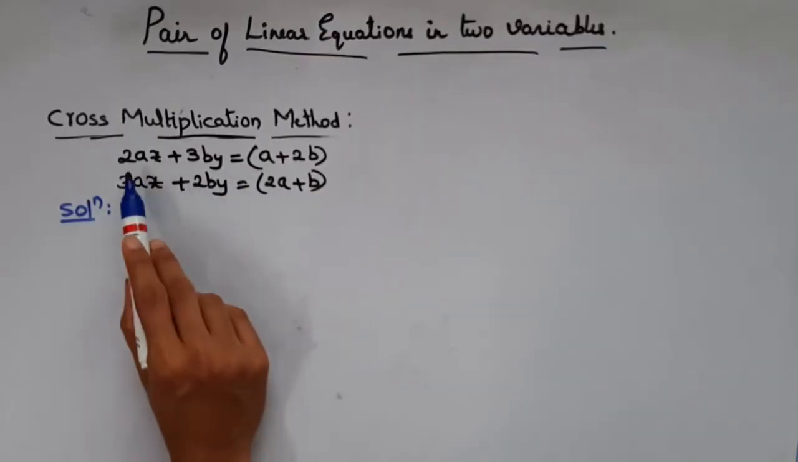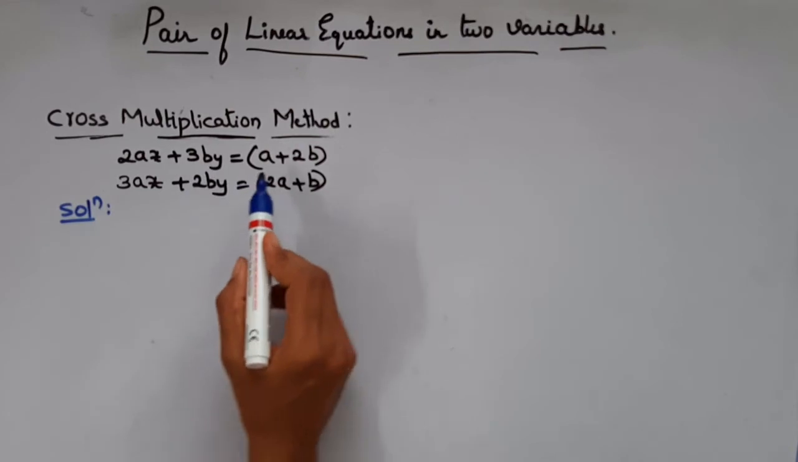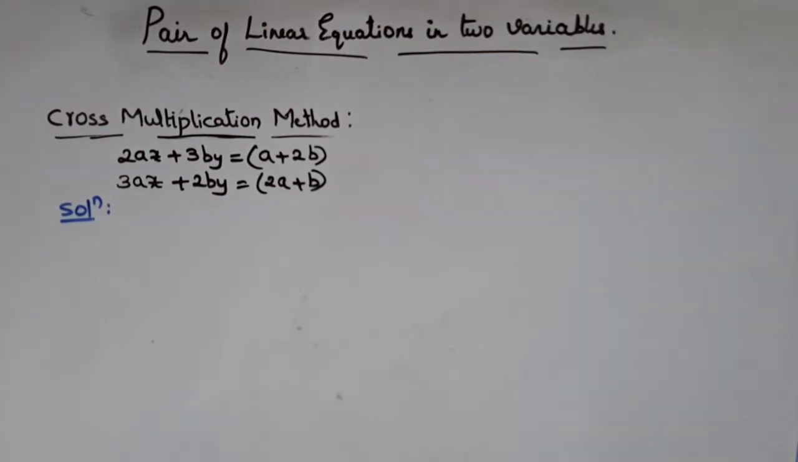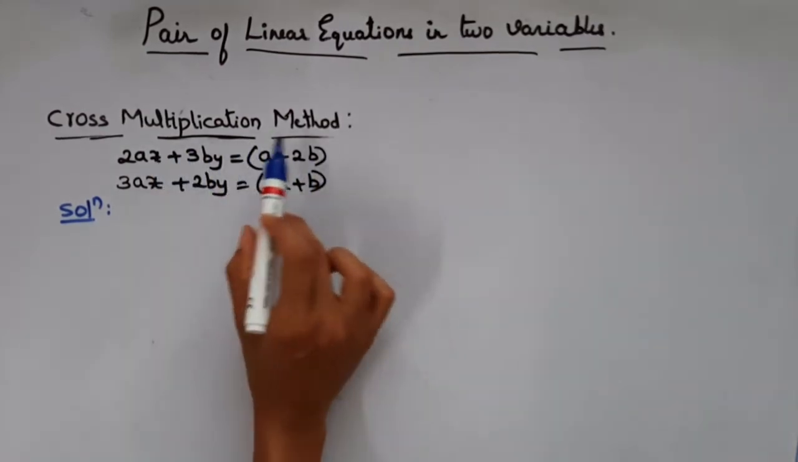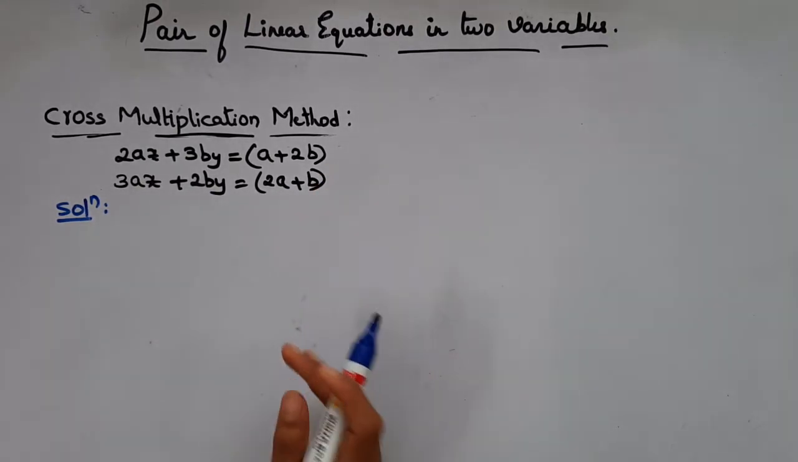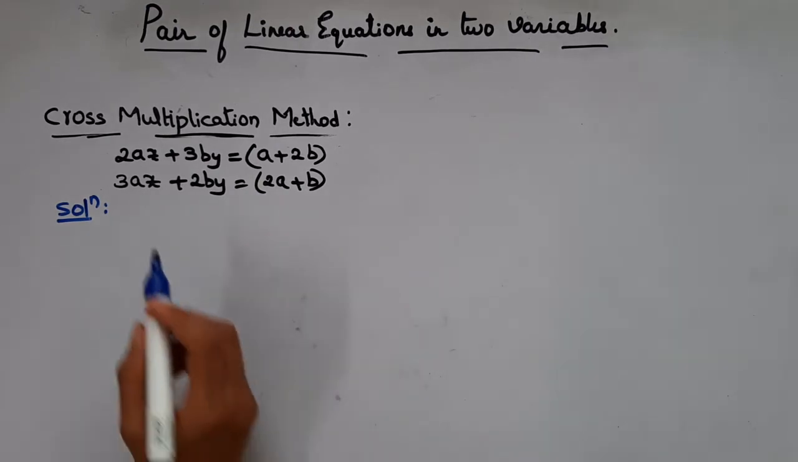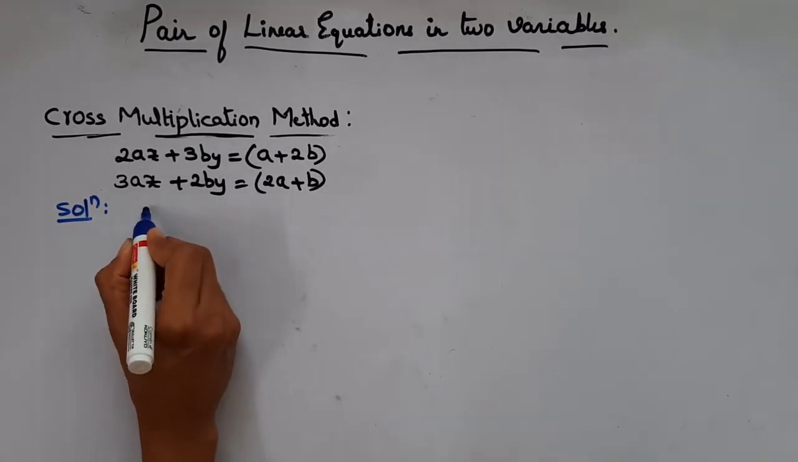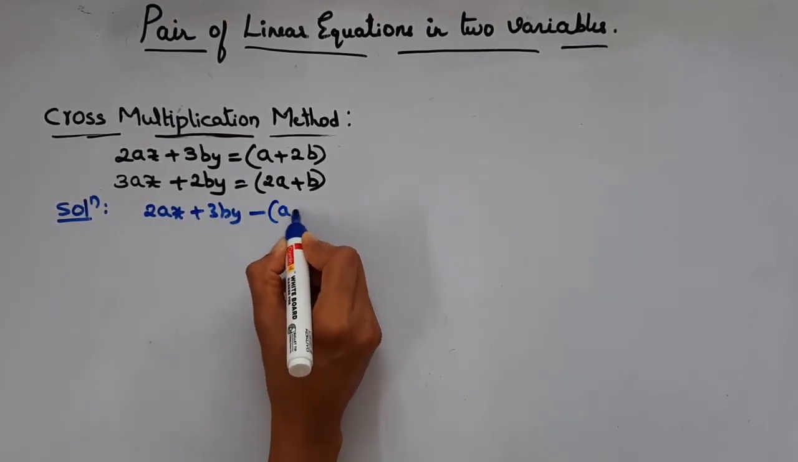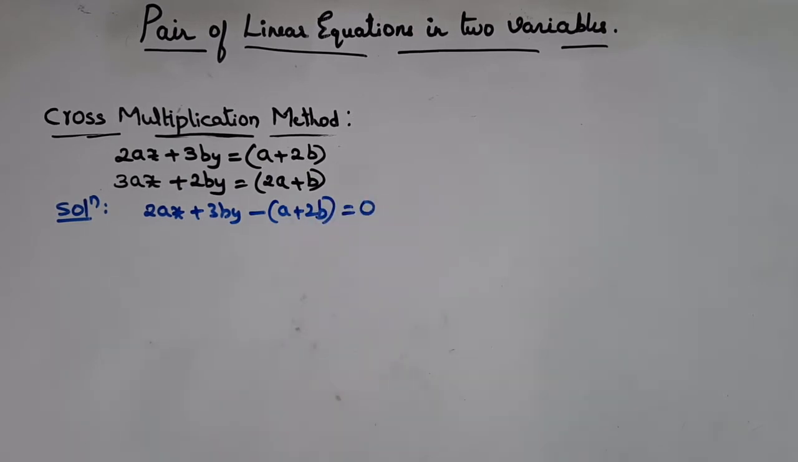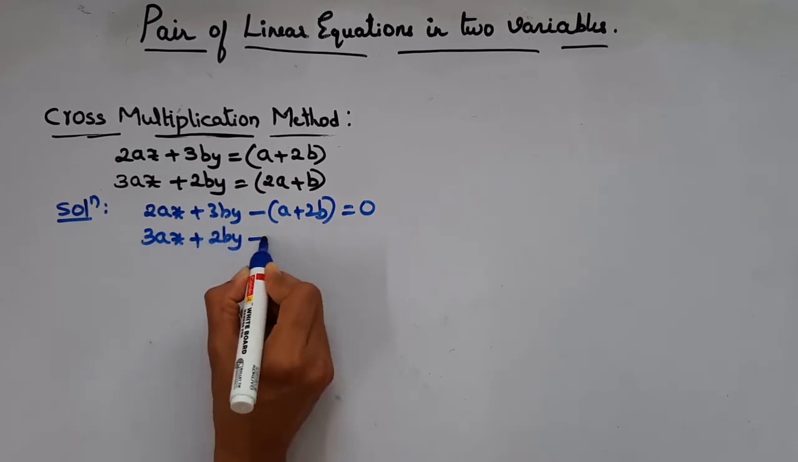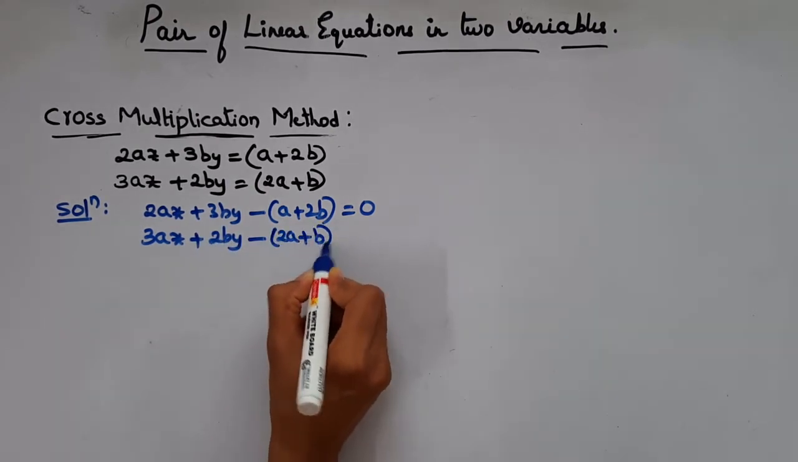We have two equations, 2ax plus 3by is equal to a plus 2b and 3ax plus 2by is equal to 2a plus b. You have to solve for x and y by cross multiplication method. Now don't get worried by seeing these equations. Just follow these steps and you will get the output. So let's do it. First let's write this in the standard form. So we have 2ax plus 3by minus a plus 2b, which is equal to 0, right? So we have 3ax plus 2by minus 2a plus b is equal to 0.